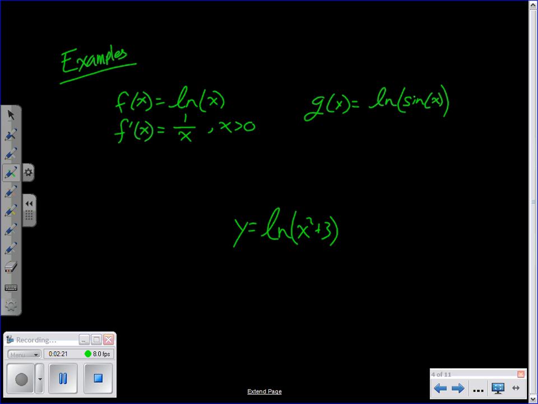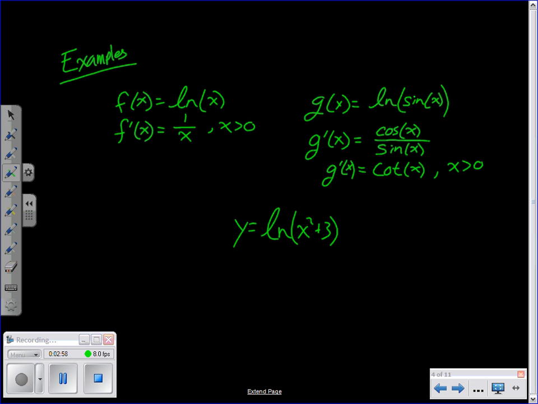Okay, let's look at g of x equals natural log of sine x. So g prime of x, I take the derivative of what's inside the natural log. The derivative of sine is cosine. And then I divide it by sine x. Whenever I look at my derivative here, I'm going to end up with the cotangent function. So g prime of x is equal to cotangent x, and this is going to be whenever my values of x are greater than 0.